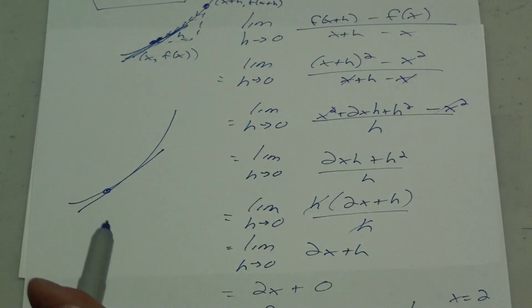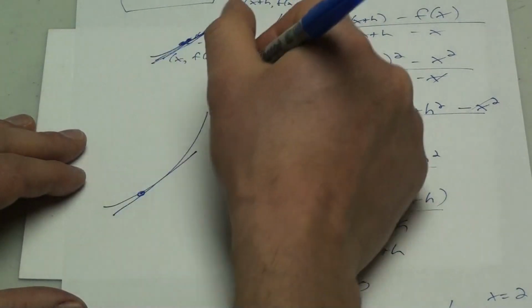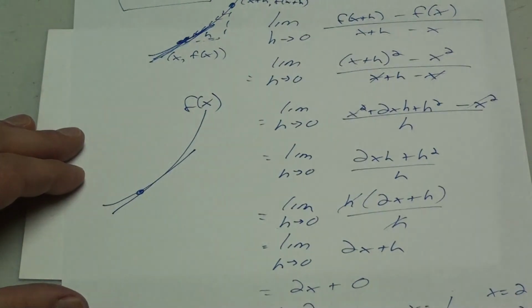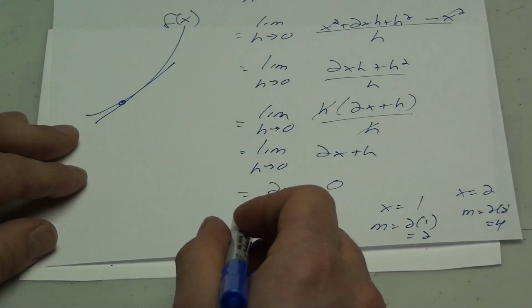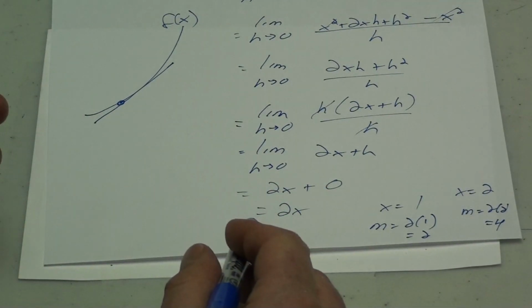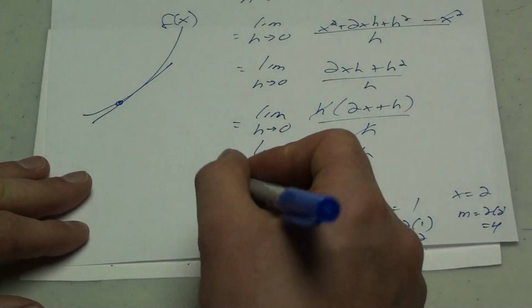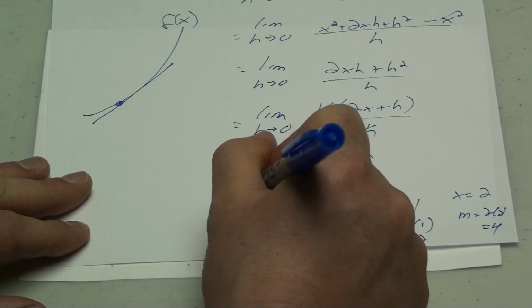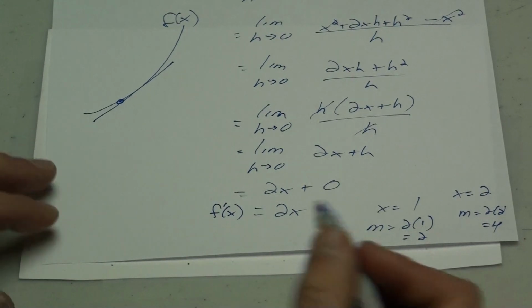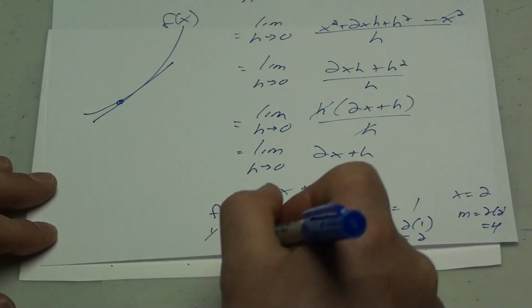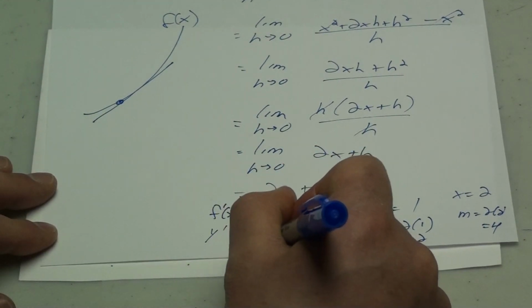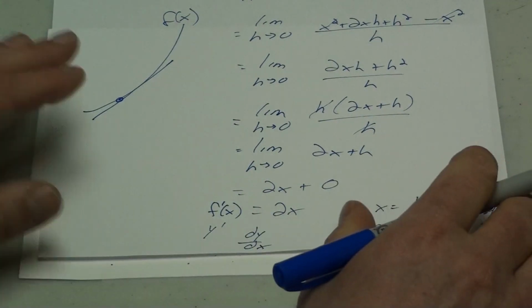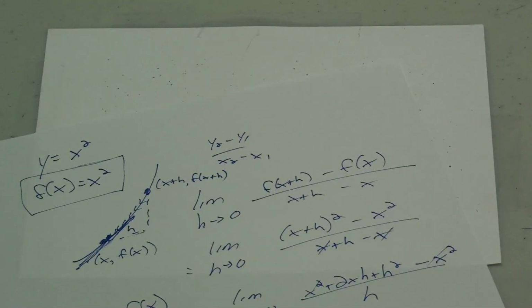Now some notation. My original equation started off as f of x. This is not the original function anymore. This is an equation for the slope. So we're going to call that f prime x. It can also be denoted as y prime or dy over dx. That's what you want. Okay, let's quickly do one more example like this.